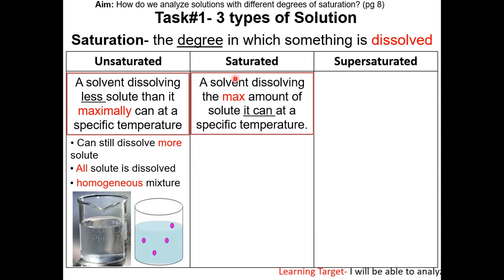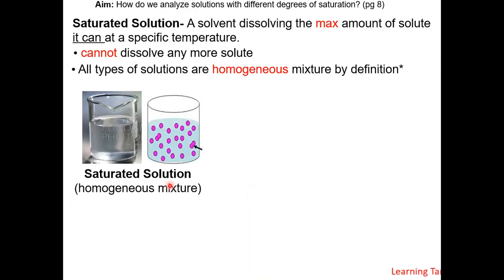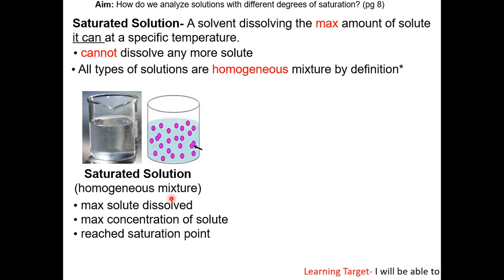For a saturated solution, the solvent is dissolving the max amount of solute it can at a specific temperature. It means it cannot dissolve any more solute. But keep in mind, a saturated solution is considered a homogeneous mixture because all types of solution are homogeneous mixtures by definition. Let's look at this in more detail. This saturated solution is considered a homogeneous mixture because the particles dissolved are spread out uniformly in solution. A saturated solution has the max amount of solute dissolved. It has the max concentration of the solute because this solution has reached the saturation point.